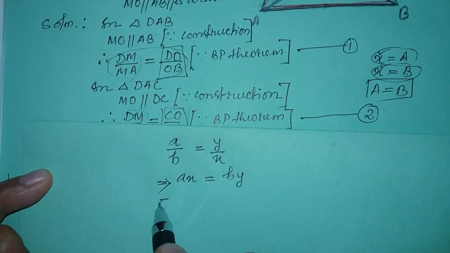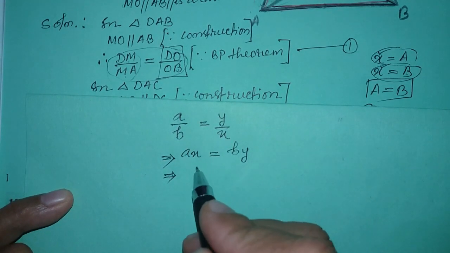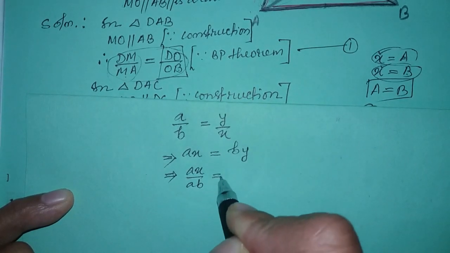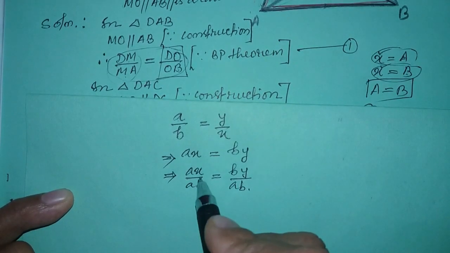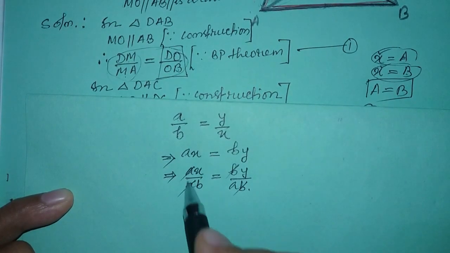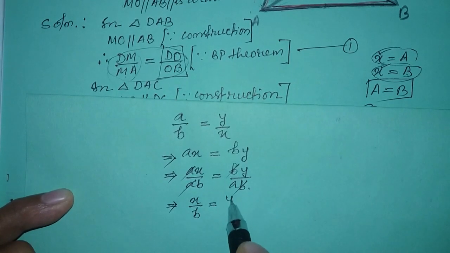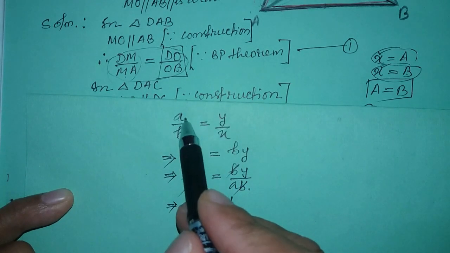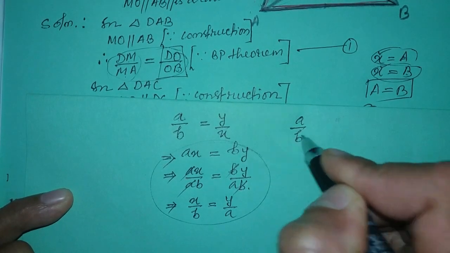Now if we divide both sides by AB, let's divide both sides by AB like this, then what we will get now is B and B cancel here, A and A cancel here, you will get X by B is equal to Y by A. So this is X by B is equal to Y by A. So instead of going through all this, you can just simply write like this.